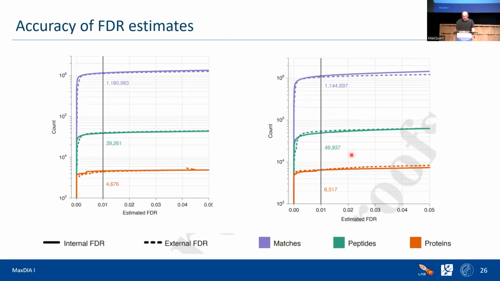So again, also here, the internal and the external FDR estimates are agreeing very well, which tells us that one is allowed to use a library that has nothing to do with the sample, which is, of course, exactly what you want, because that means you can use a universal library. You don't have to measure a library again and again for new projects. You don't need sample-specific libraries anymore.